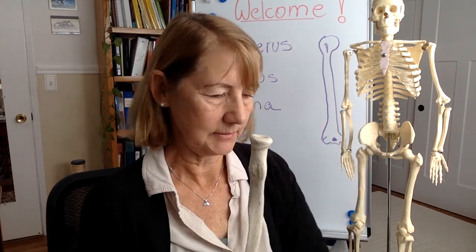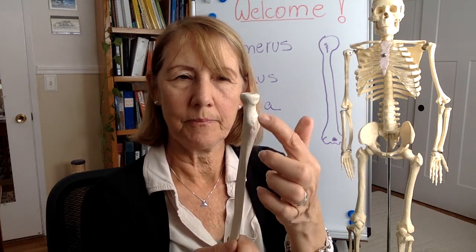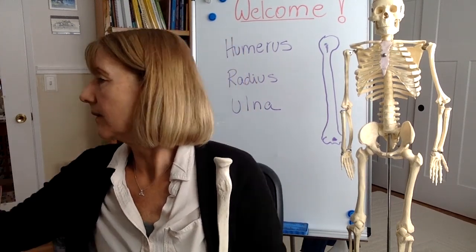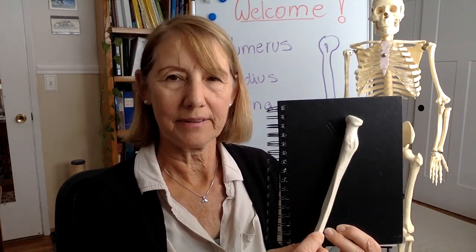Okay, so the radius has a head. That's good. And then it has, I'll rotate it for you, this bump here, and that's called the radial tuberosity. Radial tuberosity, the tuberosity of the radius. That's good. Maybe with a black background it helps. Yeah, you can see the tuberosity.